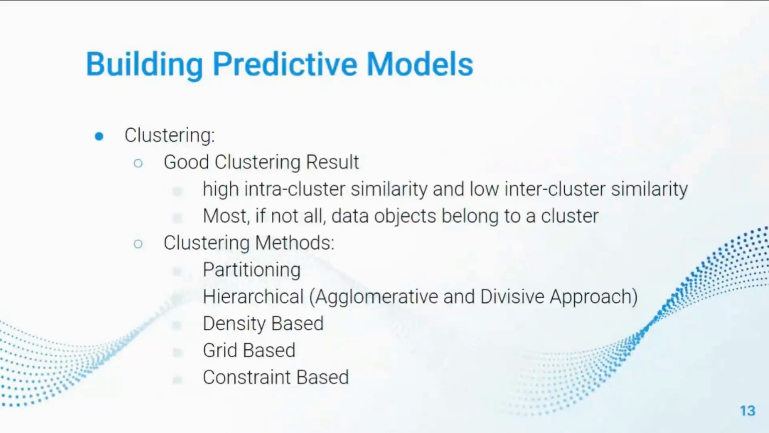So good clustering results are high intra-cluster similarity and low inter-cluster similarity. Basically, if you have a cluster, you want everything in that cluster to be very similar to each other. And when you have two clusters, you want the difference between them to be very noticeable. So if you're clustering shopping center items, you don't want food and clothing to be in the same category. You want them to be very far apart since they have very different attributes.